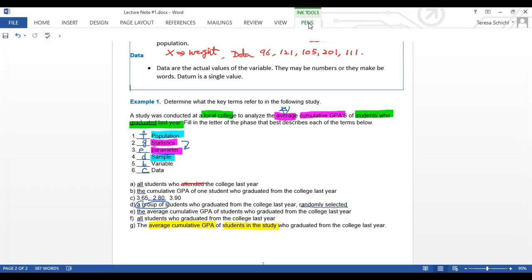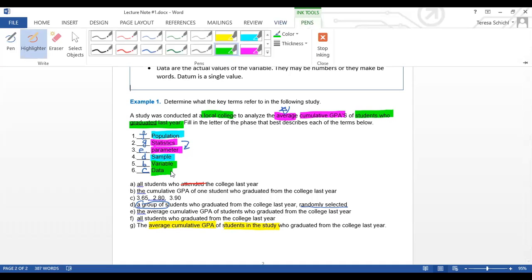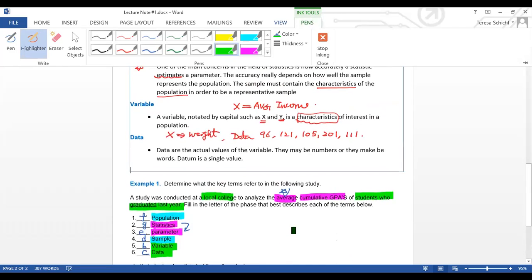Then the variables and the data belong together. The variable represents the characteristic. The data is just whatever real numbers you collect for this variable, could be 20 data points, 40 data points. Okay, that's it. And this is our introduction lecture.